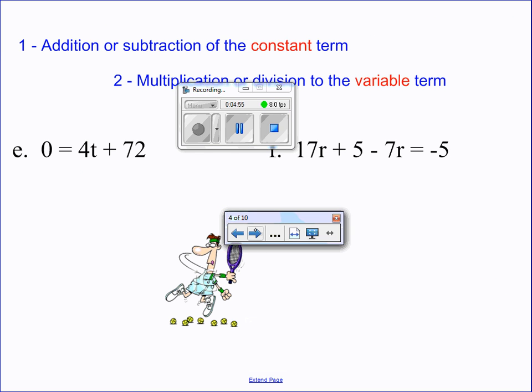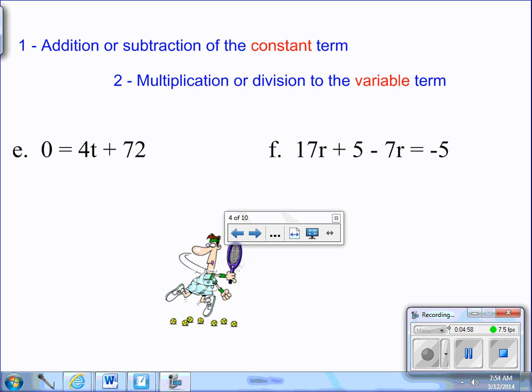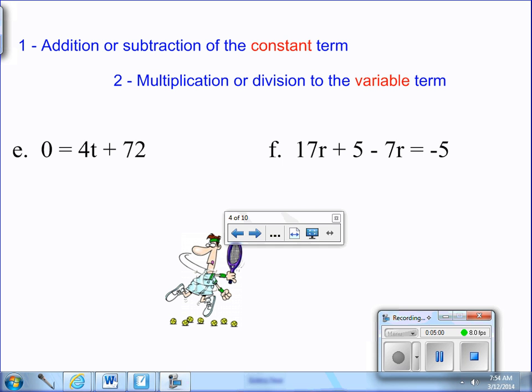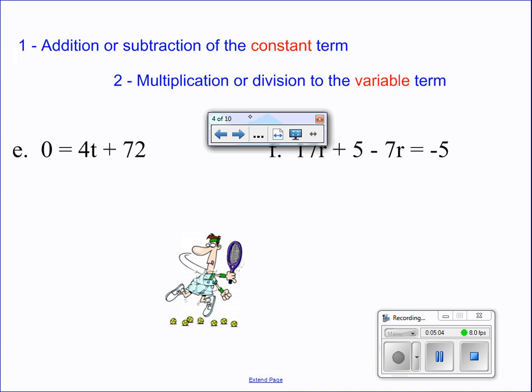Okay? So again, we're using the same two steps on these next two problems. I'm going to pause the video and come back and check our answers.